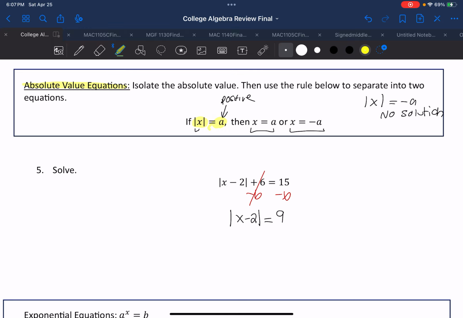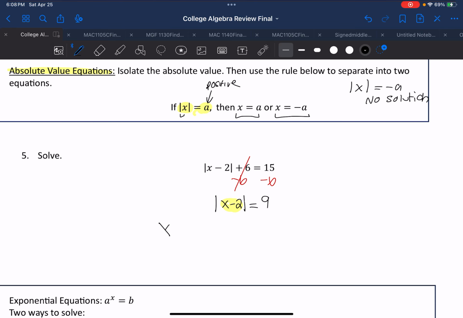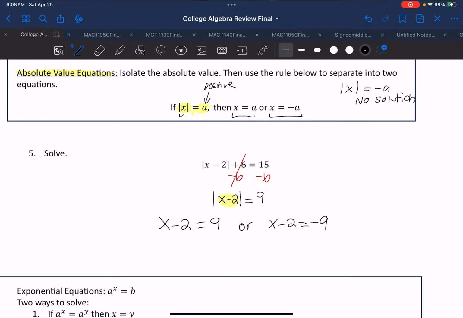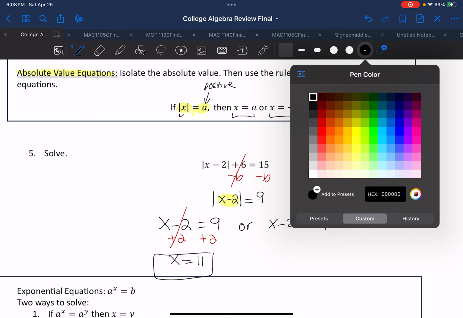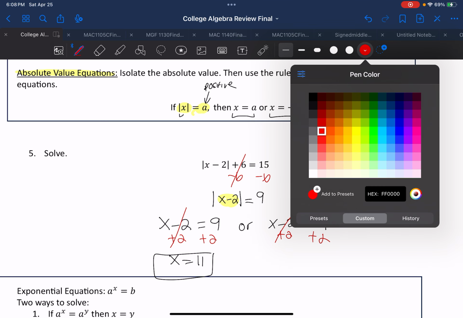We're okay there. So I'm going to take the expression inside of the absolute value and use it to break this up into two equations. One that's equal to the positive 9 and one that's equal to negative 9. And then I will add 2 to both sides here. So x is equal to 11. Or I will add 2 to both sides here, so x will be equal to negative 7.